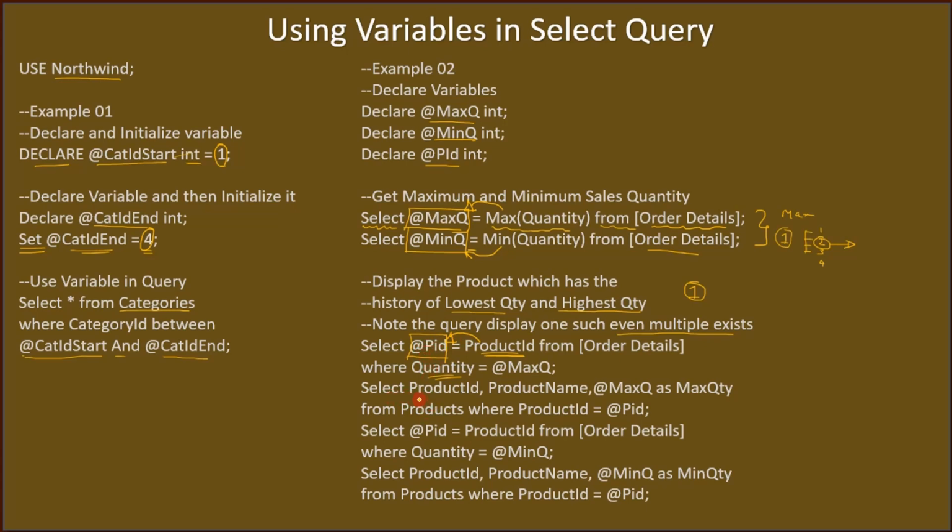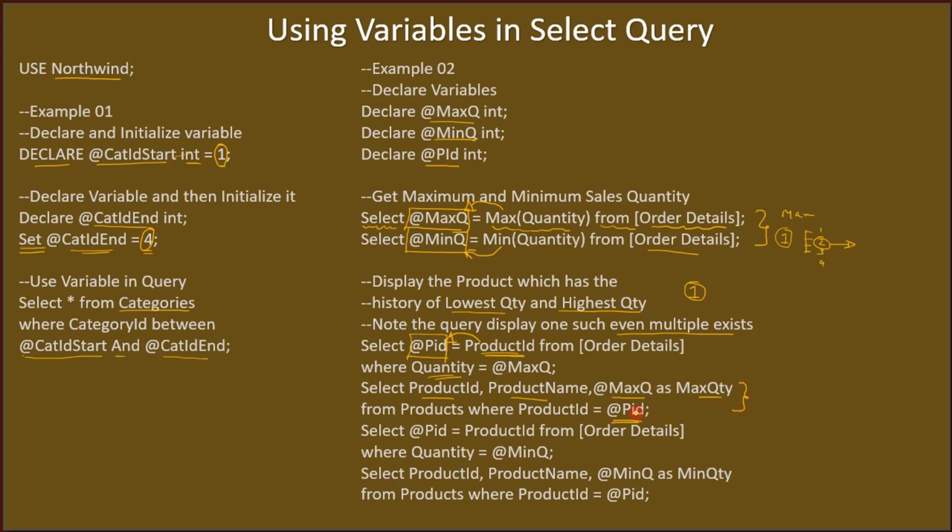Next, select product ID, product name, @maxq as max quantity from products where product ID equal to PID. So PID we already calculated. We know that in the products table, product ID is the unique or primary key column. So once you supply a product ID, you can get a unique record, and from that record we are picking product ID, product name, and we are making use of the maximum quantity as well.